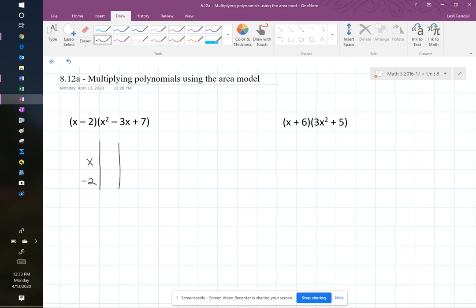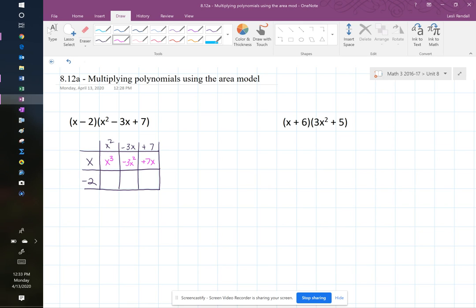our little rectangle and fill in our x minus 2, and then across the top we'll have our x squared minus 3x plus 7. And now within each of those boxes we're going to multiply, so x times x squared is x cubed, x times negative 3x is negative 3x squared, x times 7 is positive 7x.